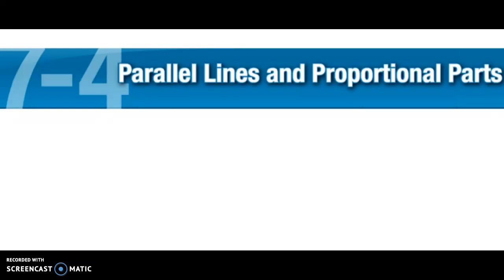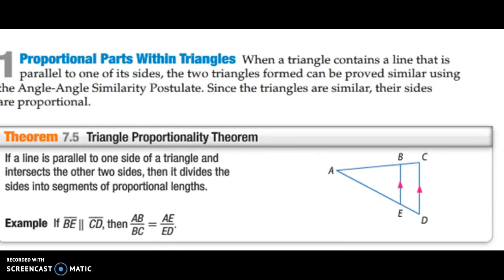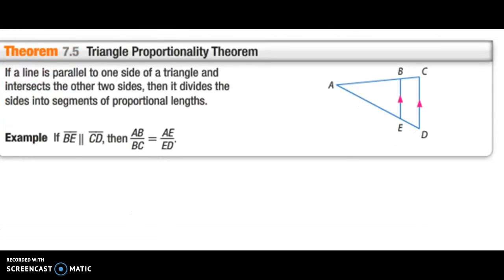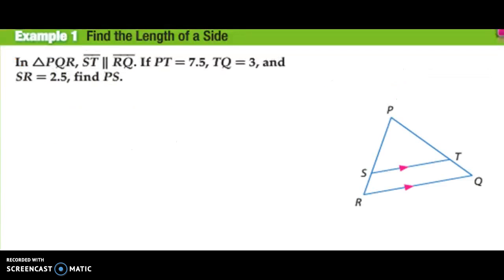Today we're going to be talking about parallel lines and how they can affect the proportionality between triangles and other polygons. First, we're going to look at Theorem 7.5, which is the triangle proportionality theorem. It says if you have two parallel lines, BE and CD, then the triangle that makes up them, AB over BC, is going to be proportional to AE over ED. So let's look at that in an example.